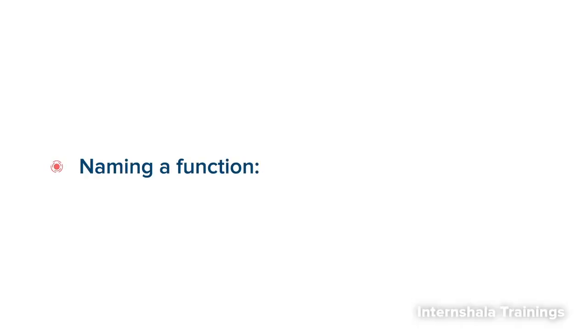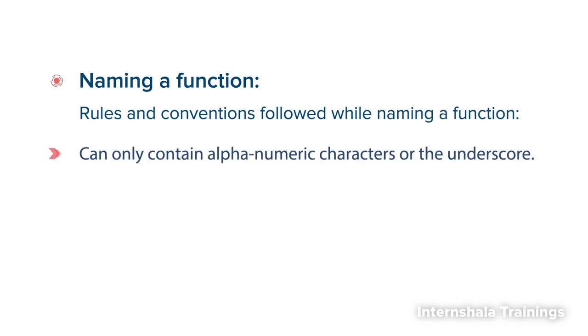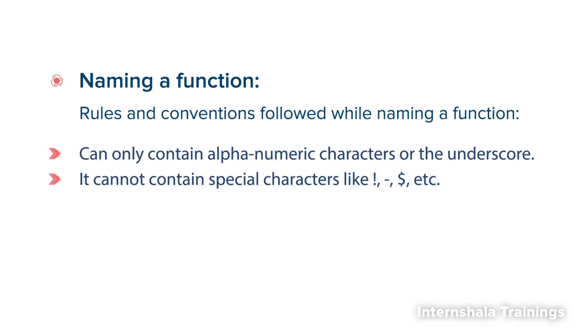But there are still a few more exciting things we can explore about functions, starting with how to name a function. To name a function, we follow certain rules and conventions. First, a function name can only contain alphanumeric characters or the underscore. It cannot have any special characters like exclamation, dash, or even a dollar. Next, a function name cannot start with a number. It must start either with an alphabet or an underscore.